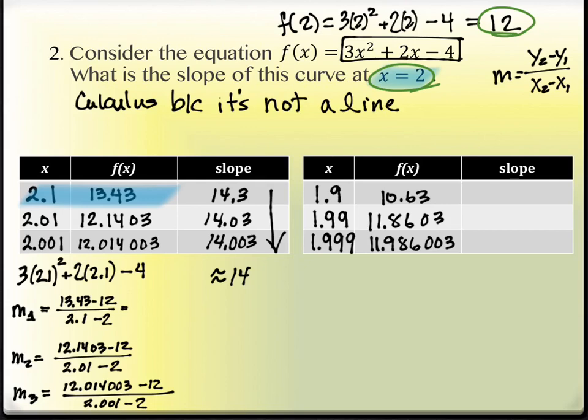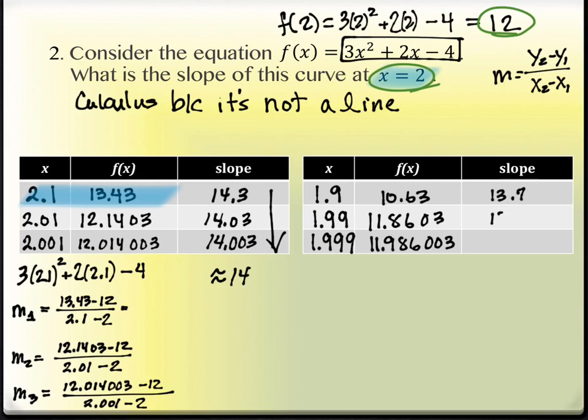Now we're going to do the same thing with the 1.9s. I'm not going to write them all out, but they would work the same way, right? Where I have this 13.43, it would say 10.63. And where I have this 2.1, it would say 1.9. And we can do that the same way with all three of the values over here in this table. Yeah? And if we do that, we'll get values that look like this.